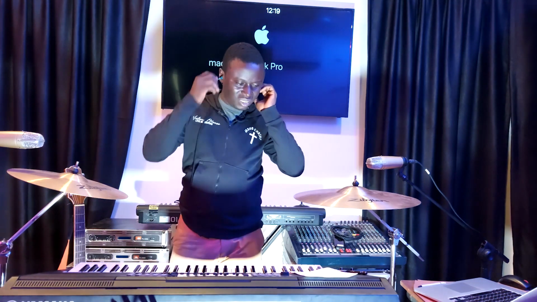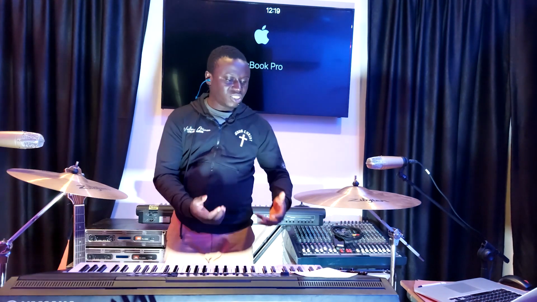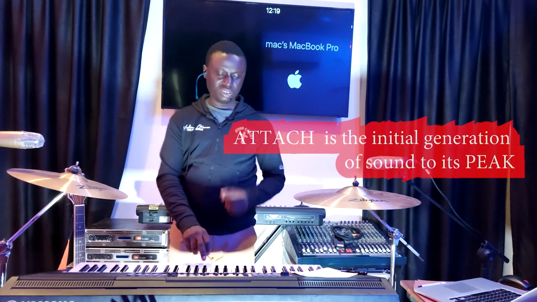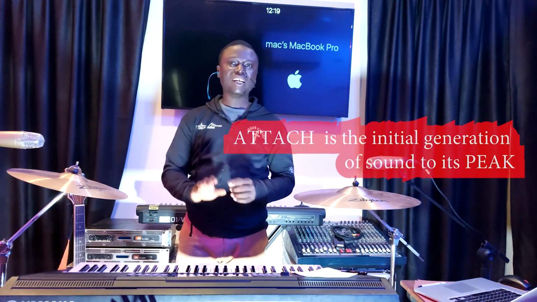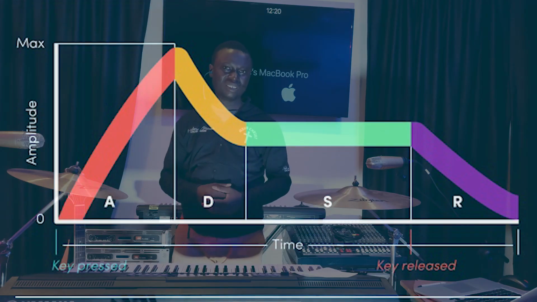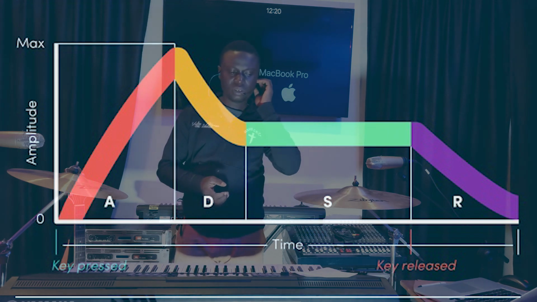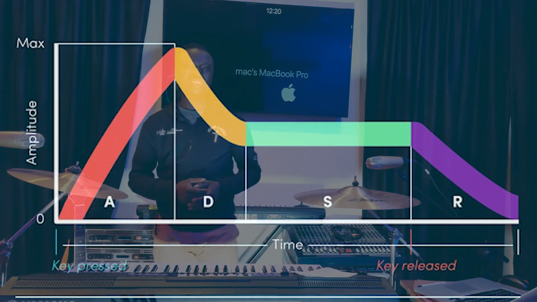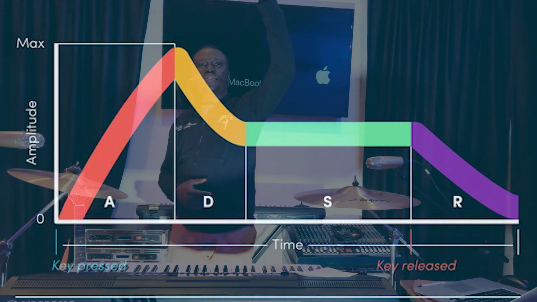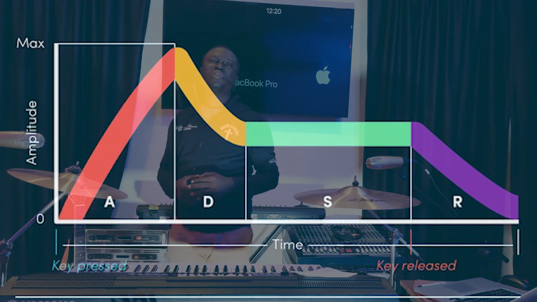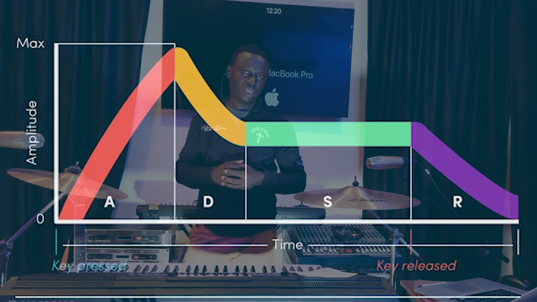All right, so we have ADSR. We're going to talk about attack. Attack is the initial generation of sound to its peak. When you hit your grand piano like this, attack is that initial sound you hear that is the loudest. It gets to a peak, and it happens in some microseconds. All right. We're also going to talk about the decay. Once the attack gets to the peak of its signal, it suddenly drops. The time interval between those transitions is known as decay.